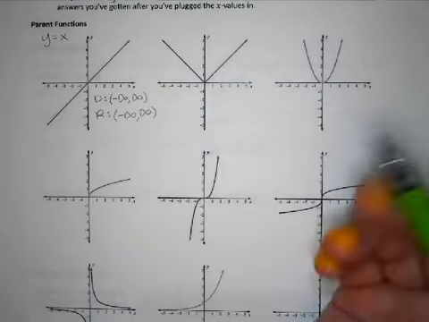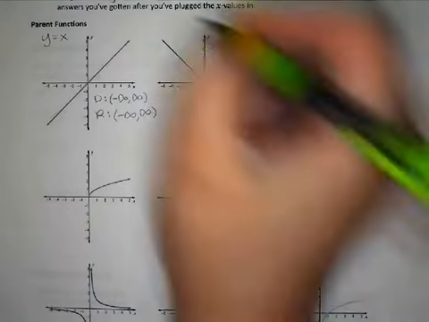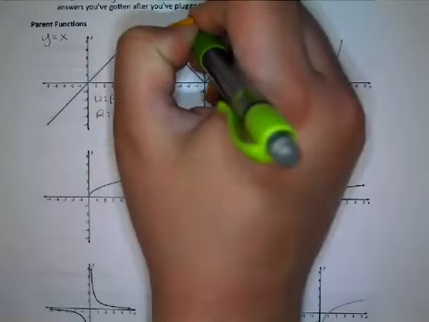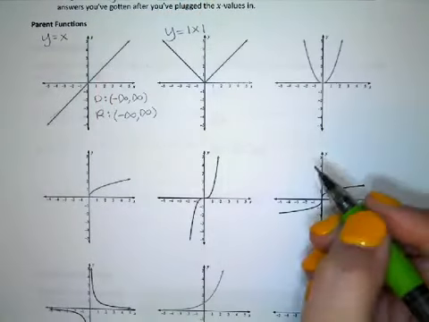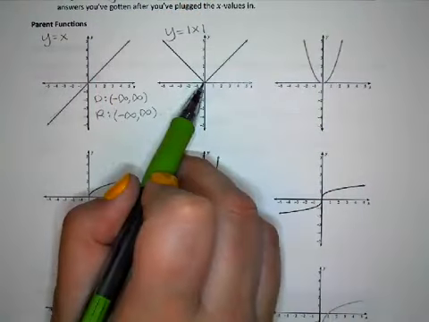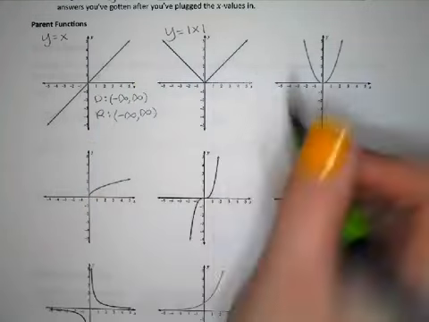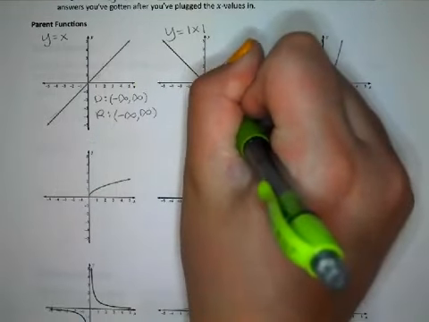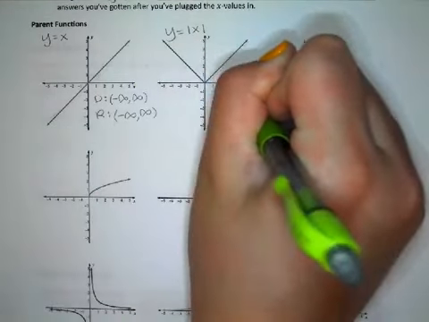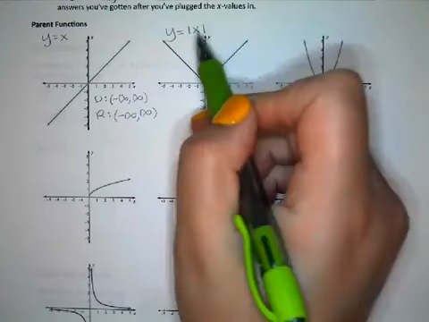This next one is an absolute value function. For the domain, we can see the same thing. It goes left, it goes right. So this means that I can plug any x value into the equation that I want. Doesn't matter what the x is. I'm always going to get an answer.